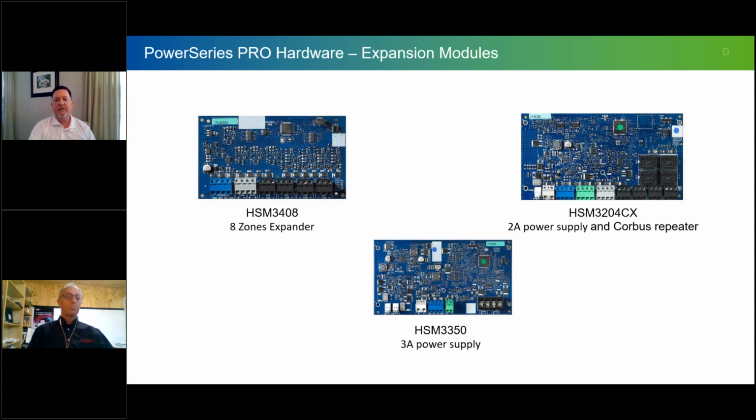These modules and the motherboard have the ability to have variable resistance programmed for the zone resistance. We'll talk about that a little bit later. The 3204CX is a 2 amp power supply with 4 form C PGM outputs built into it, and it also allows us to extend the bus out farther than the older platforms would allow, potentially up to 14,000 feet. The 3350 is a 3 amp power supply, so there's lots of power for those larger jobs in this platform.